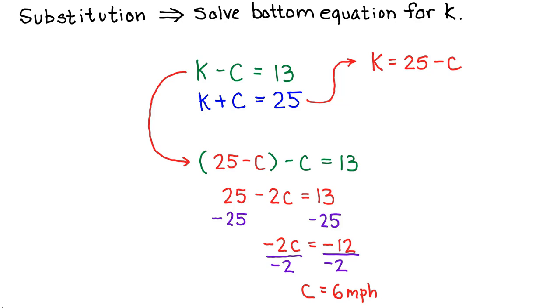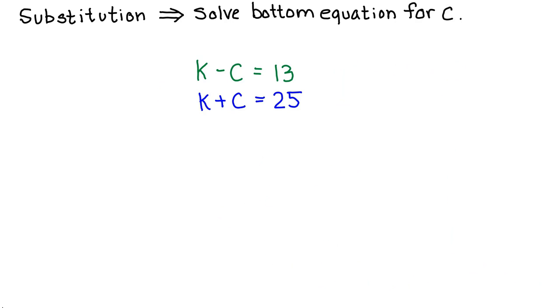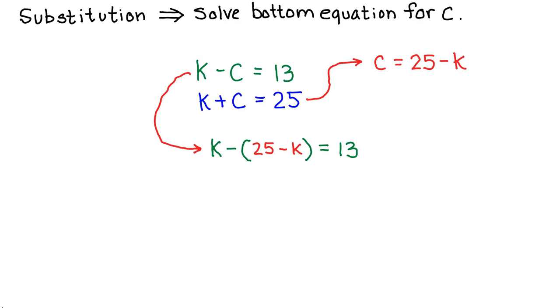And now that you know what c is, going back to the equation you had when you solved for k and substituting that in, k would equal 25 minus 6, which is 19 miles per hour. You chose to do substitution by solving the bottom equation for c. So to do that, you would subtract k from both sides to get that c equals 25 minus k. And now c has been solved. So now you're going to go to the top equation and replace the c with 25 minus k.